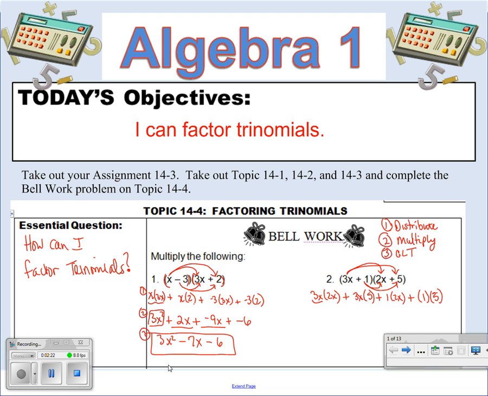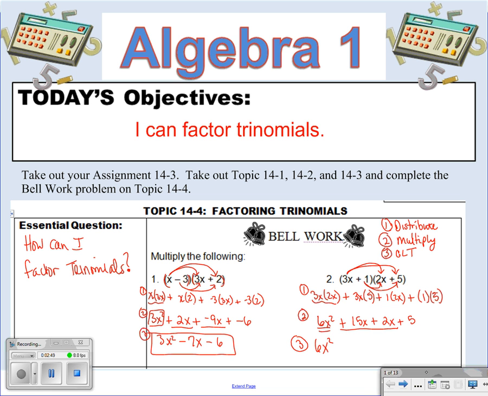So 3x times 2x, we get a 6x squared. Plus 3x times 5 is 15x. Plus 1 times 2x, it's 2x, plus 1 times 5, that is 5. So we distributed, we've multiplied, now we're going to combine like terms. There are no other x squared, so we have 6x squared. We have a positive 15x plus a positive 2x. This is going to give us a positive 17x, and then we have a plus 5 at the end.